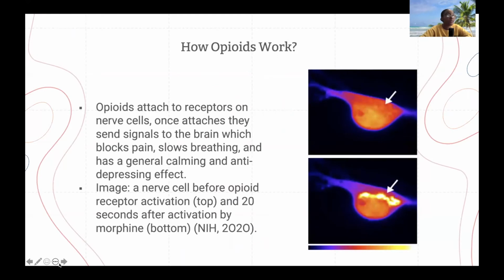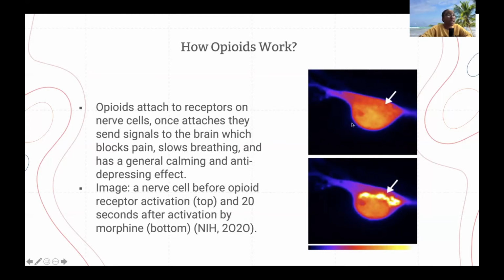So I'm going to be briefly talking about how opioids work. Opioids attach to the receptors in the nerve cells of the brain, and once they attach, they send signals to the brain which block pain, slow breathing, and have a general calming and antidepressing effect. Many people describe this as a euphoric effect.